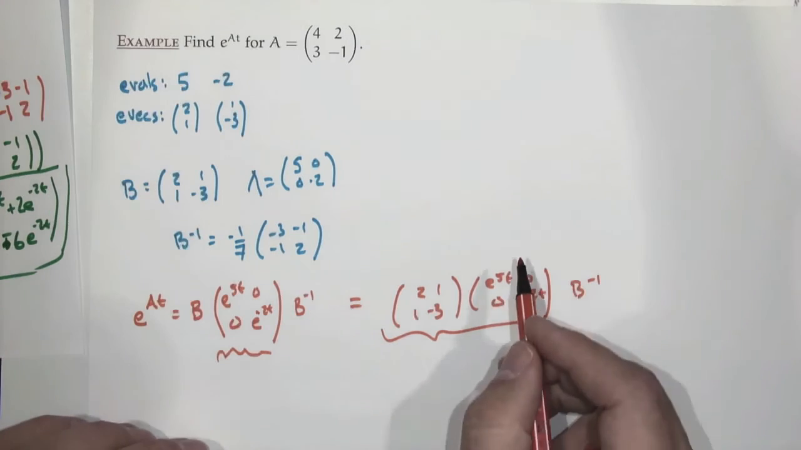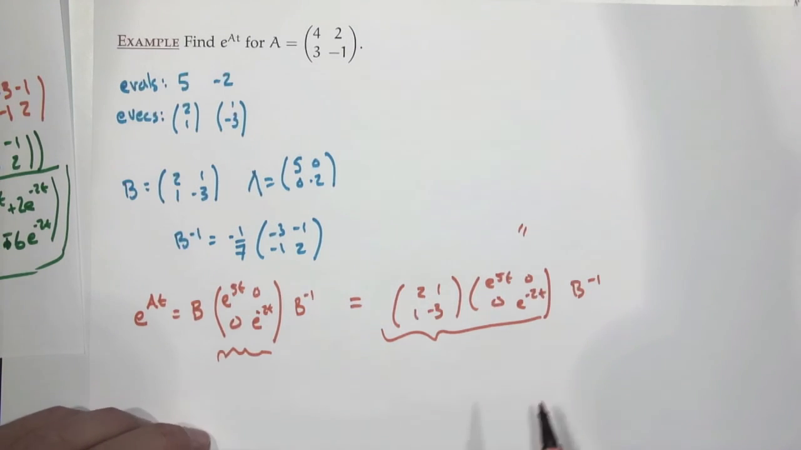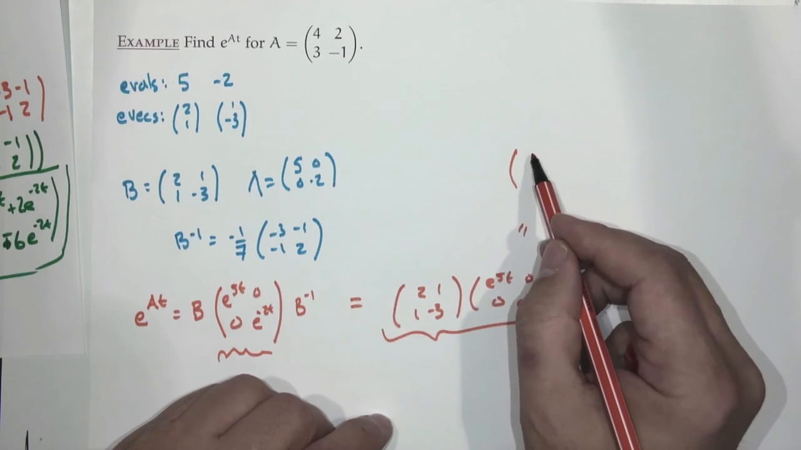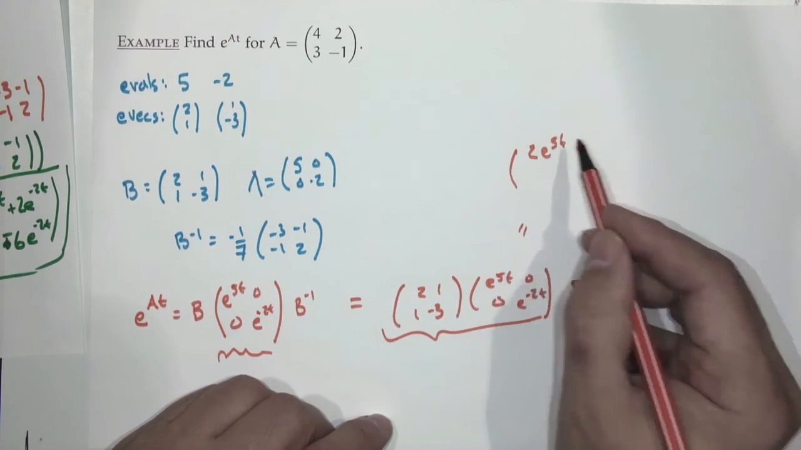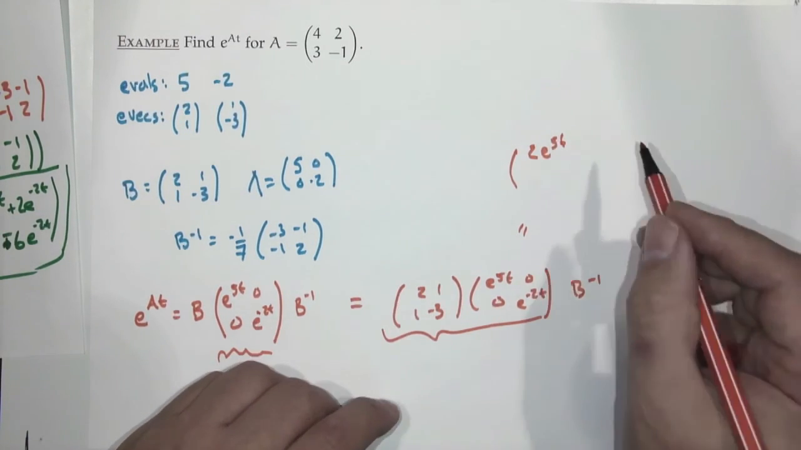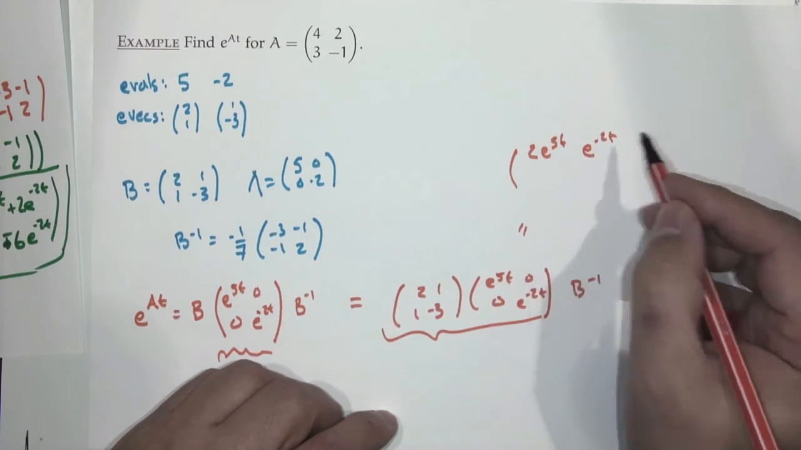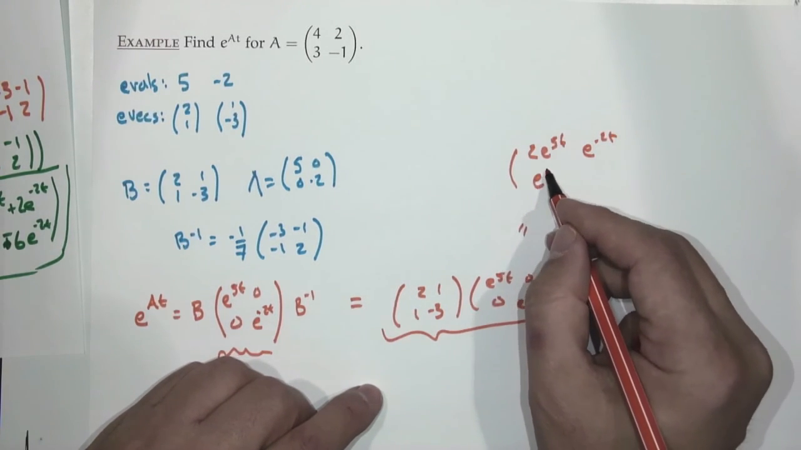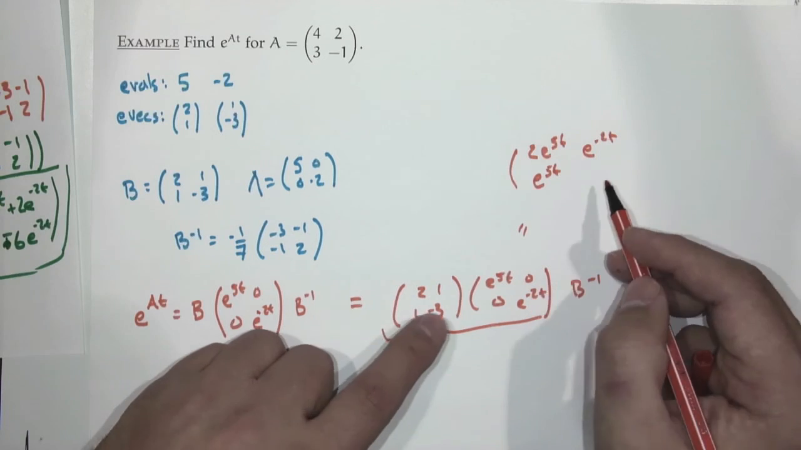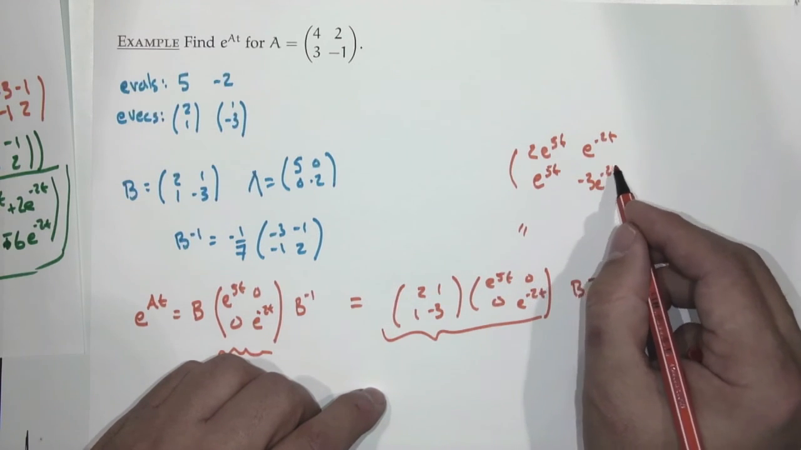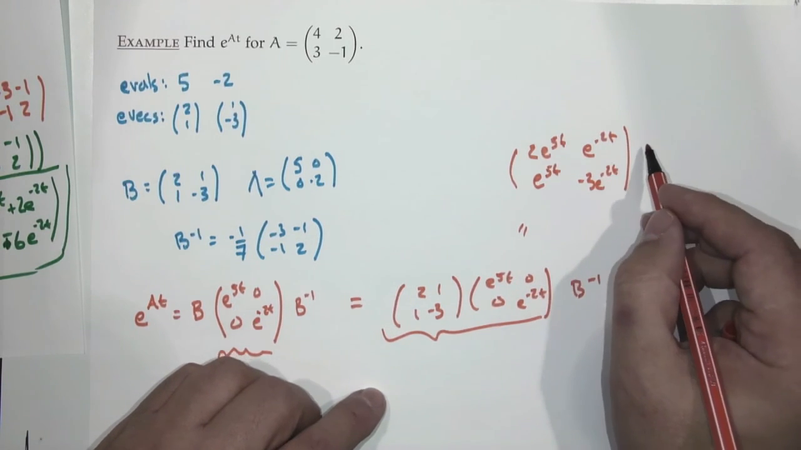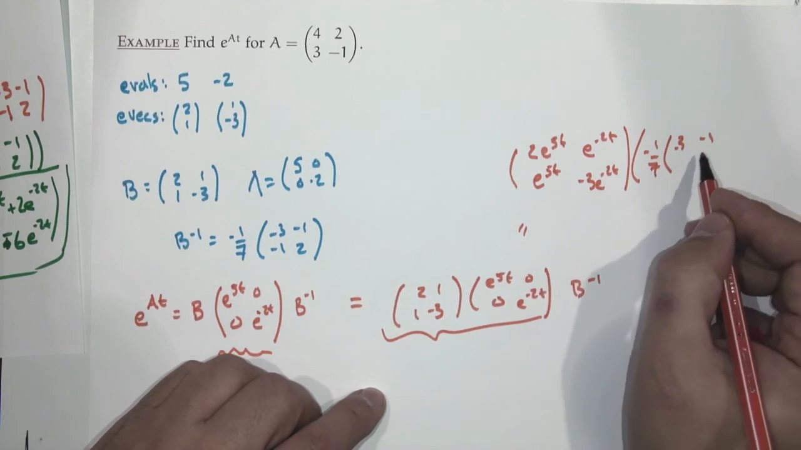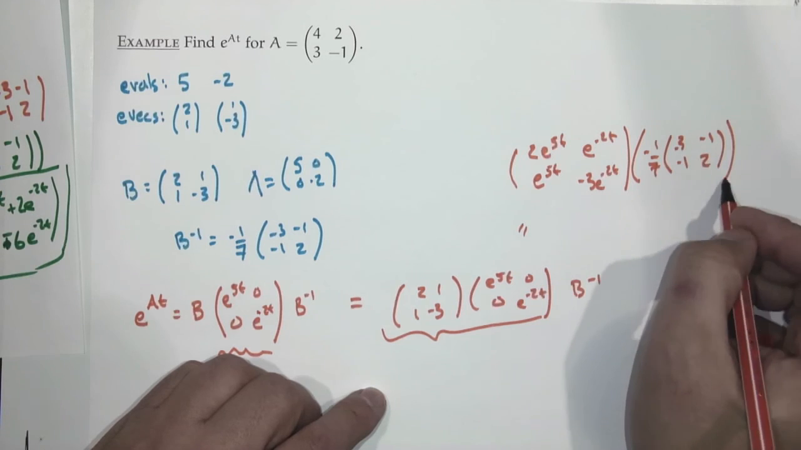When we run that, what do we get? We'll get 2e^(5t), e^(-2t), then we'll get e^(5t), and we'll get -3e^(-2t). And B inverse is -1/7 times [-3, -1; -1, 2].